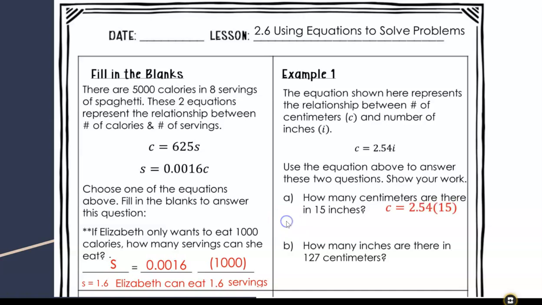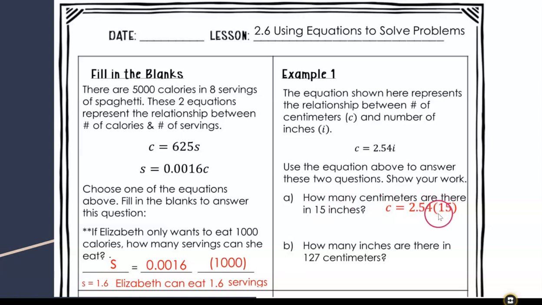Okay, well first we're going to set up the problem. So I'm going to copy the equation, but instead of writing I, I'm going to write 15 because our question tells us how many inches we already know. Then we can just use a calculator. C equals, and then we're going to multiply 2.54 times 15.